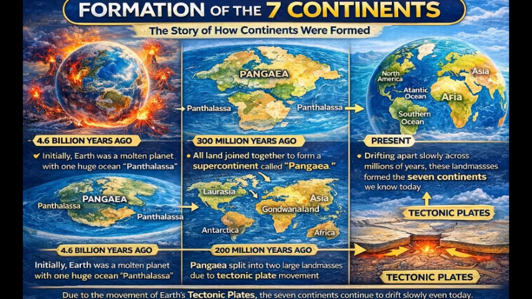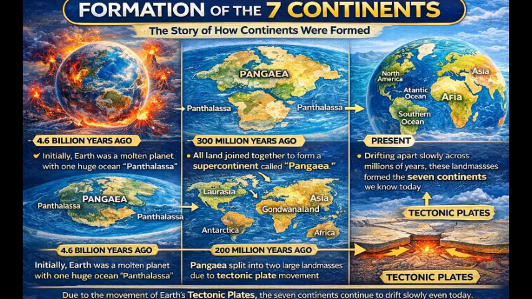Over 4.6 billion years ago, the Earth was a hot molten planet. Over millions of years, the outer surface cooled and formed a solid crust. According to the continental drift theory proposed by Alfred Wegener, all the landmasses on the Earth were once joined together in a single supercontinent called Pangaea. Pangaea was surrounded by a huge ocean known as Panthalassa.